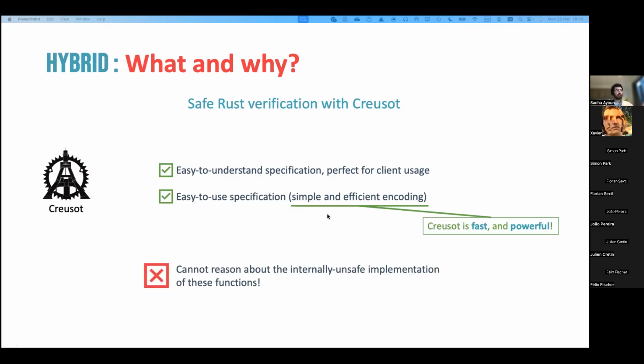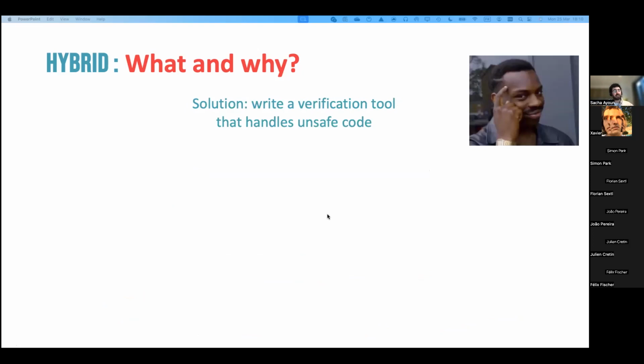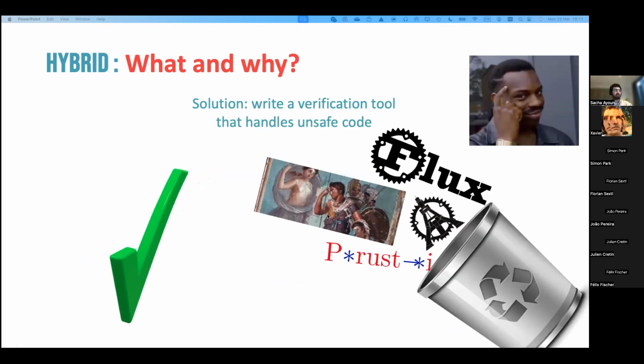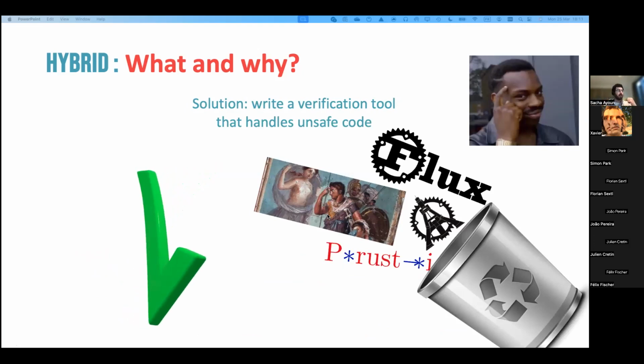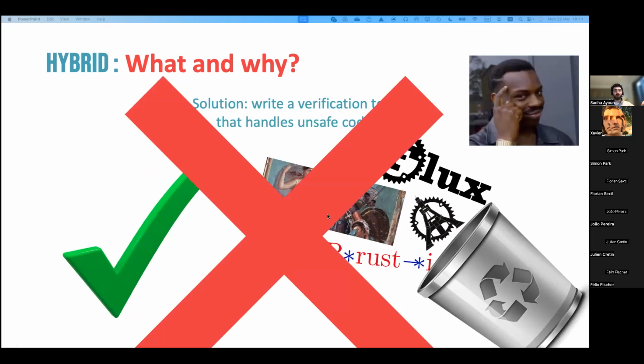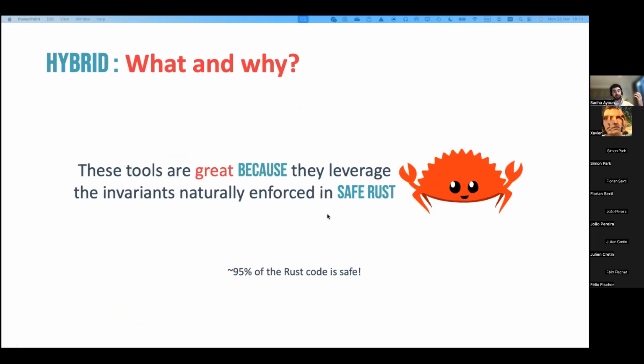So the solution here is obviously to write a tool that can do everything and handle unsafe code very well. And therefore you can just take all the other tools and put them in the trash and you're very good. Obviously that's not going to work. Why? Because these tools, as I said, work because they leverage the invariants that are naturally enforced in safe Rust. And we have to remember always that 95% of the Rust code is safe.